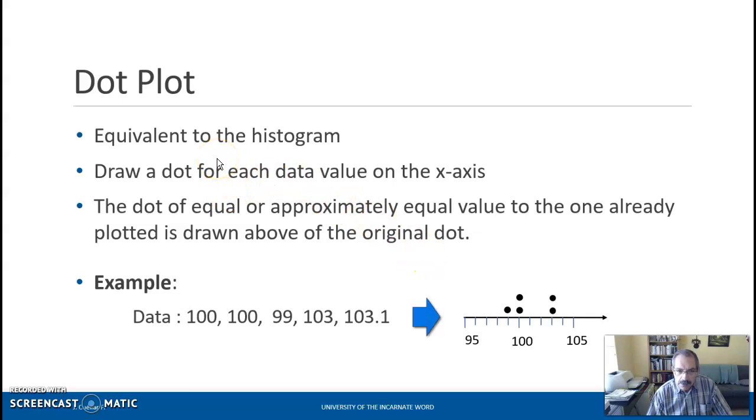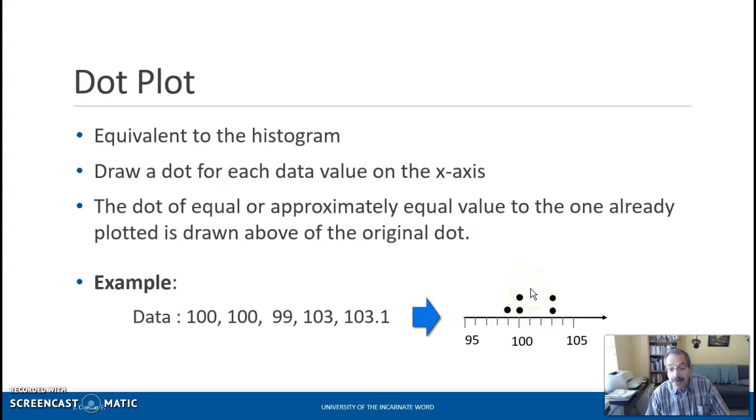Again, it's equivalent to the histogram. In here, the way we do it, we draw the axis with a scale, and then for each data value, we put a dot above the axis, as shown here. Now, if we have 2 values that are identical or very close to each other, we place a dot on top of the other dot.